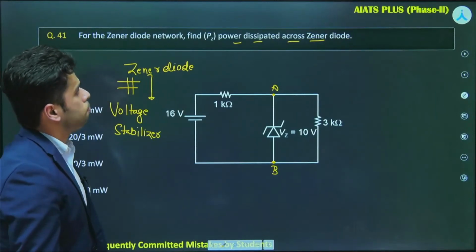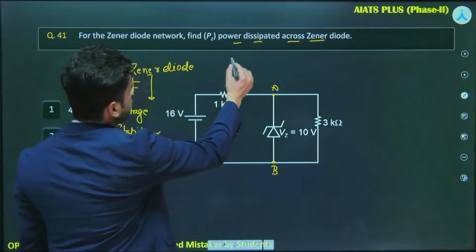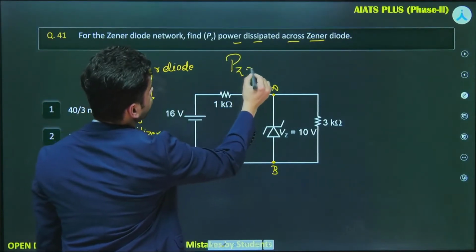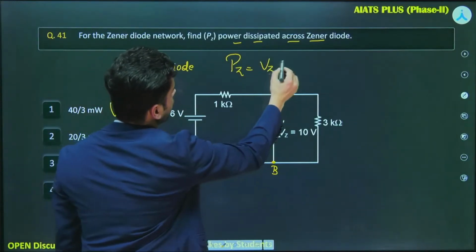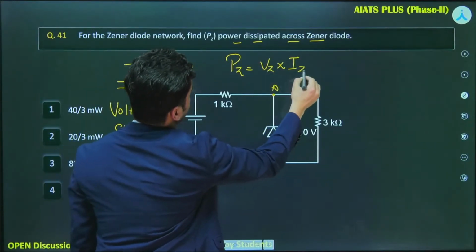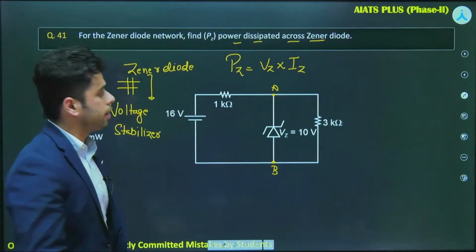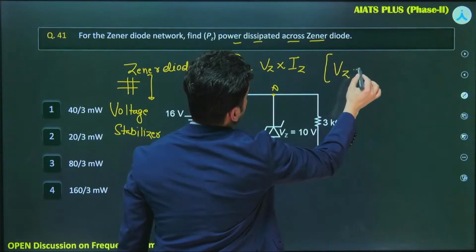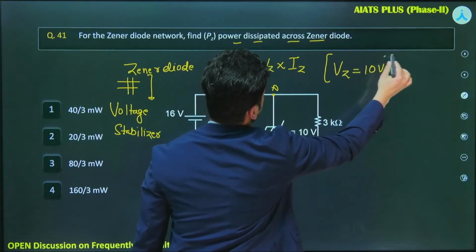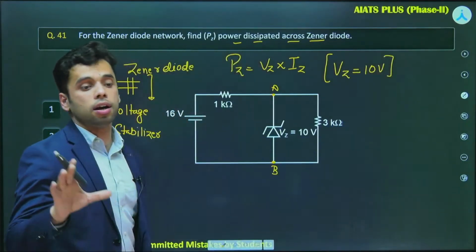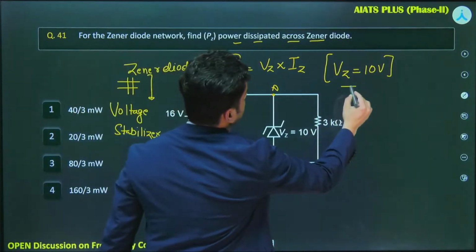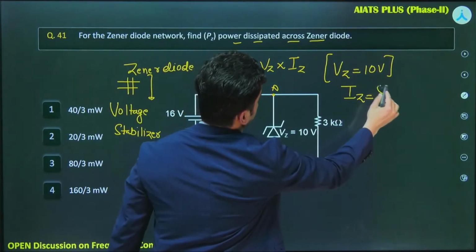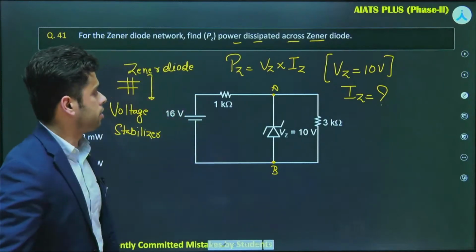And you need to find the power dissipated across the Zener diode. So PZ will be equal to VZ, the voltage across the Zener diode, into the current IZ. Now, VZ, we all know that since it is acting as a voltage stabilizer, VZ will be equal to 10 volt. What do we need to find? We need to find IZ. Let's try our luck to find IZ.